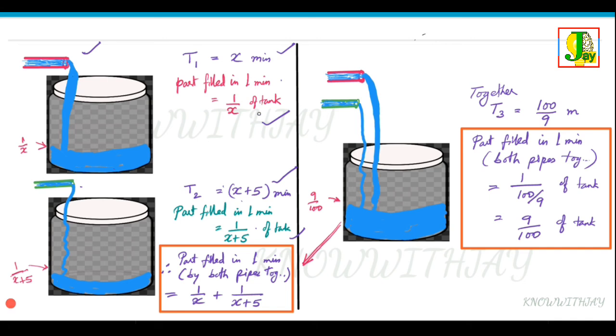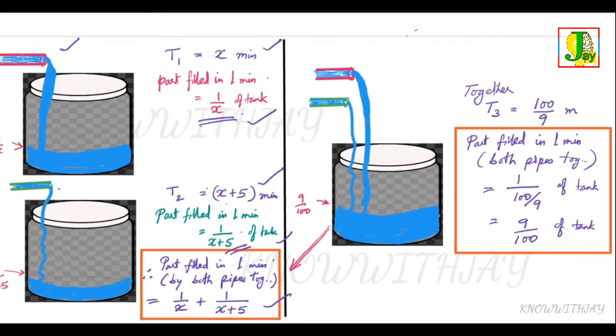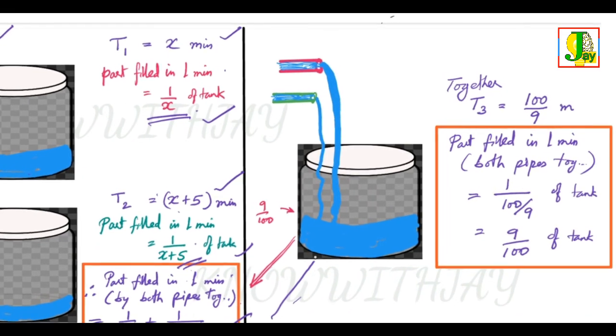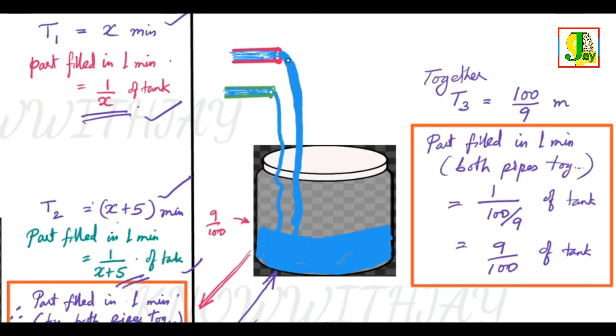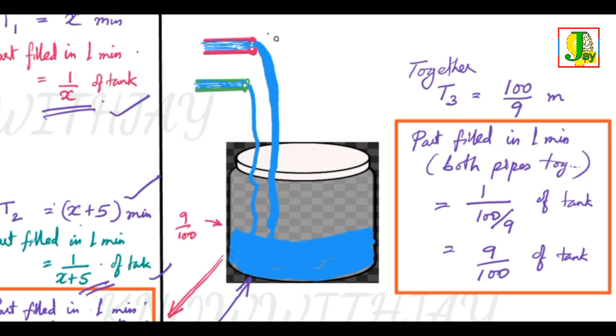Now what happens when we take both the pipes together? Then it fills this and this together in 1 minute. So the part filled by the first pipe and the part filled by the second pipe. So the part filled in 1 minute taking both the pipes together will be the sum of those two. We can see that both the pipes are running here, this pipe filling the tank in x minutes, and this one fills the tank in x plus 5 minutes.